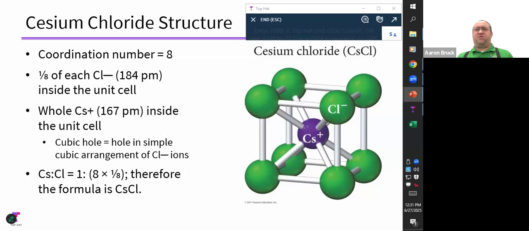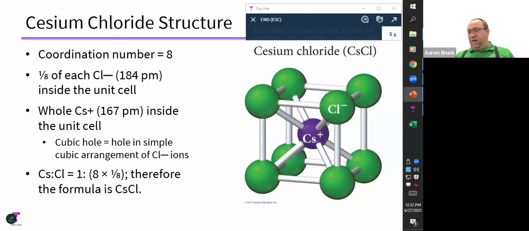So here's our first structure: cesium chloride. Now we can see that in cesium chloride, we have the chloride ions set up in a simple cubic arrangement. All we have are the chlorides on each corner of the cell. The cesium is sitting in between all of them. Based on what we talked about at the beginning of this, we can realize that this is a cubic hole. Since it's a cubic hole, the coordination number is 8.